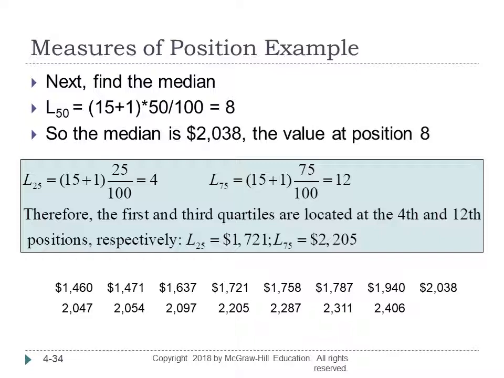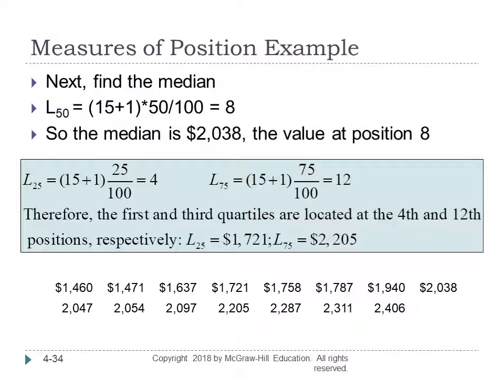Next, we would like to calculate Q1, the lower quartile, and the upper quartile. Starting with the lower quartile, this is L25. We take 15 plus 1, which is n plus 1, times 25 over 100, and this is equal to 4. So the lower quartile is the 4th value: 1, 2, 3, 4. The lower quartile, Q1, is 1,721.